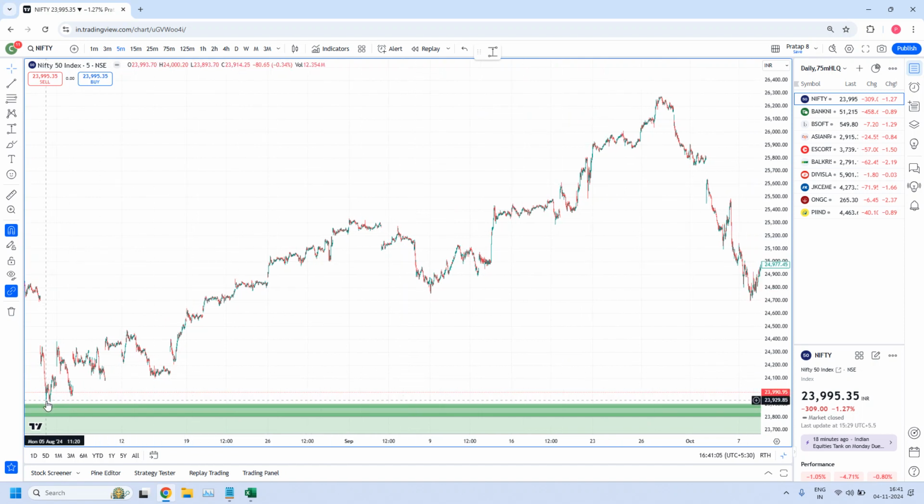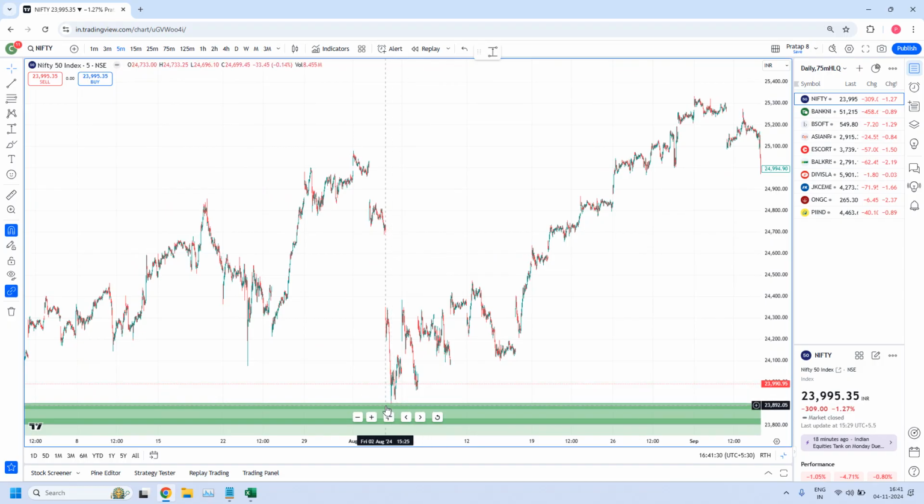From this move, in case anybody held it, within how many days did it give this? This is on 5th August and this is on 27th September. So almost a 2 months period. It has given a 2000 points move, 2350 points.